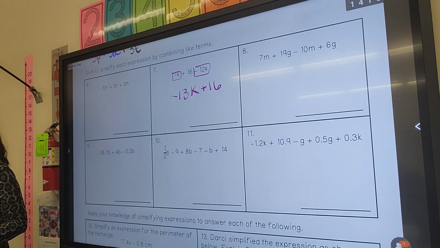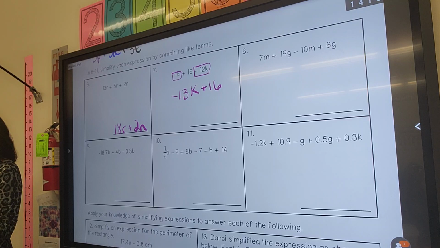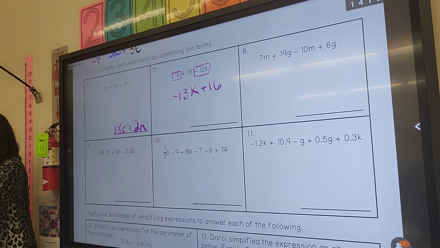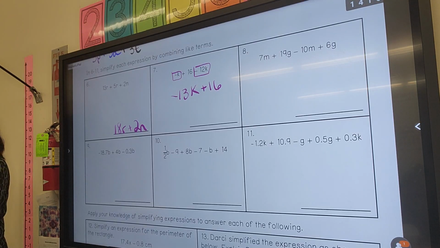Is anyone still working on number 6? No. Who would like to answer? Okay, what's your answer? 18R plus 2N. 18R plus 2N, good. That's what I had. Did anybody have 2N plus 18R? Because that's correct too. Sometimes they'll be in a different order and that's okay.